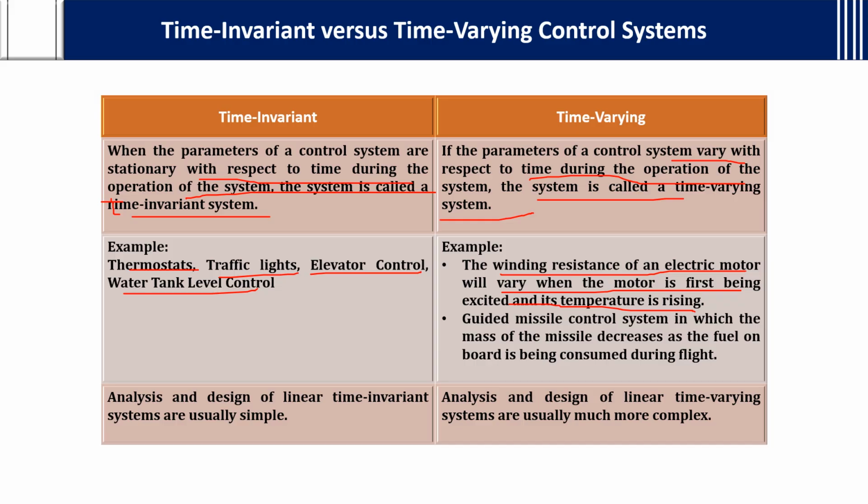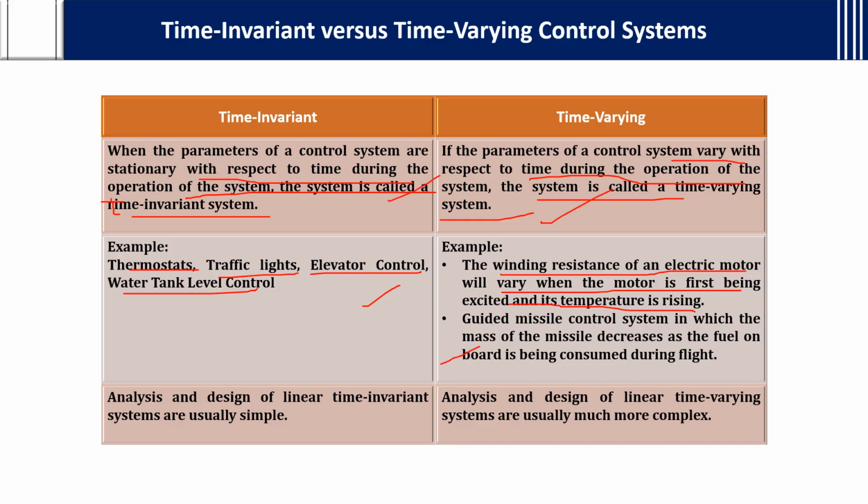In a guided missile control system, the mass of the missile decreases as the fuel on board is being consumed during flight. Based on the time, some of the parameters are either increasing, decreasing, or changing in the control system. So they are time varying. You can write these examples. You need to remember these examples and write the definition.